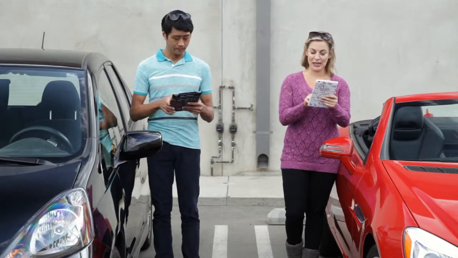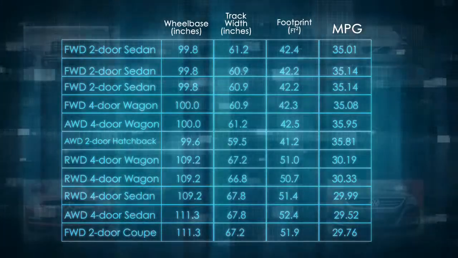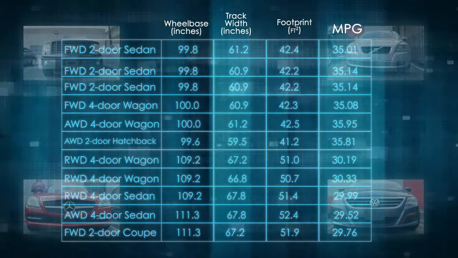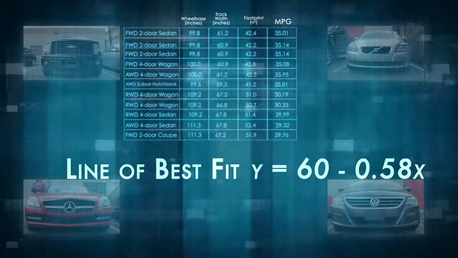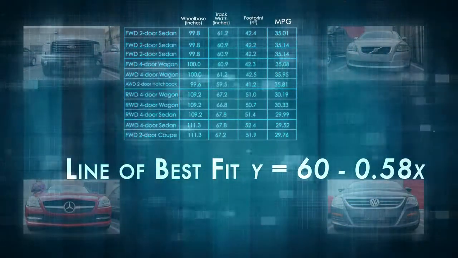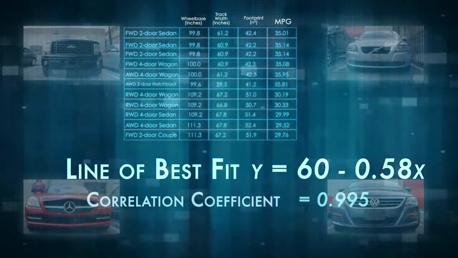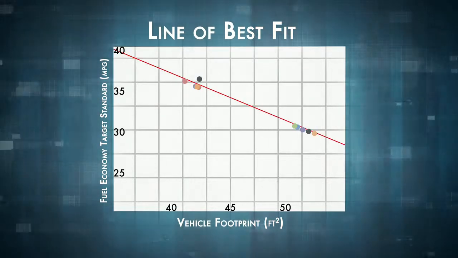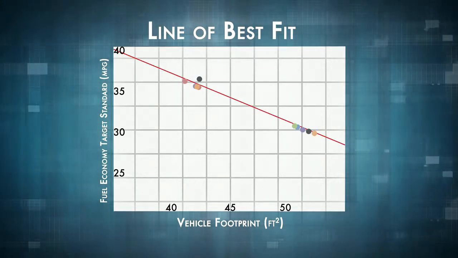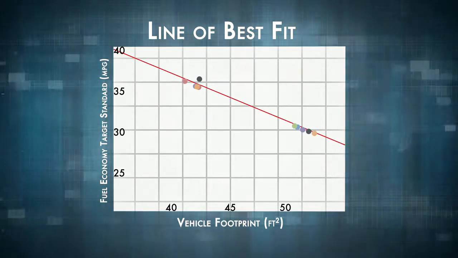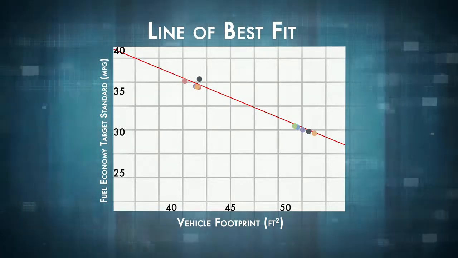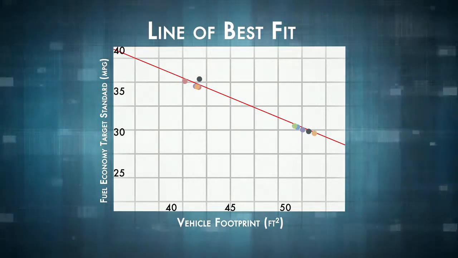So let's take a look at the sample fleet. We can use a calculator to find the line of best fit. The line is y equals 60 minus 0.58x, and the correlation coefficient is 0.995. The correlation coefficient is the measure of how well the model fits the data. So 1 is the highest coefficient. So 0.995 is a very strong correlation between the size of the model and the miles per gallon.